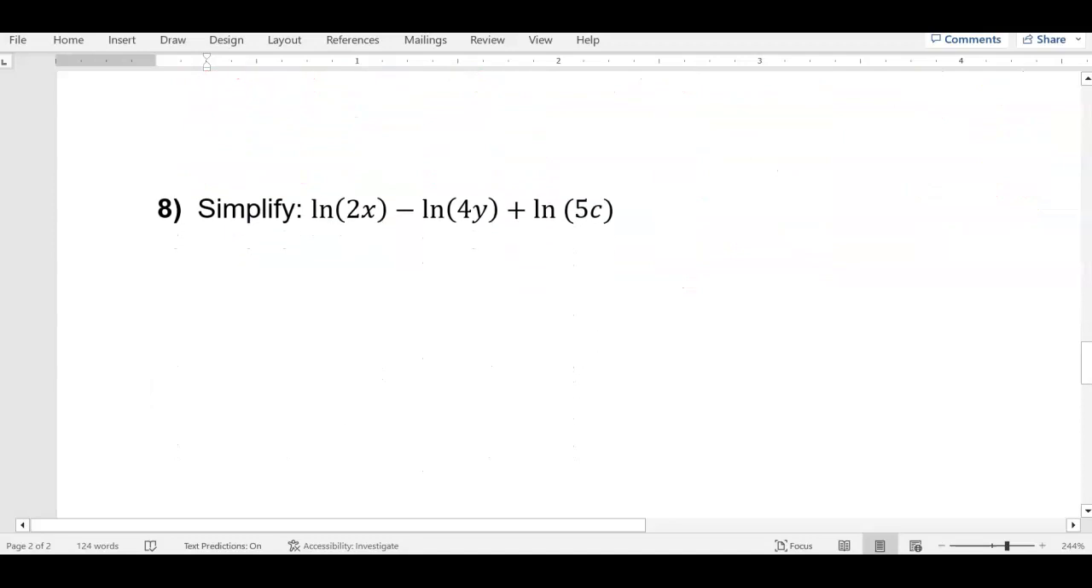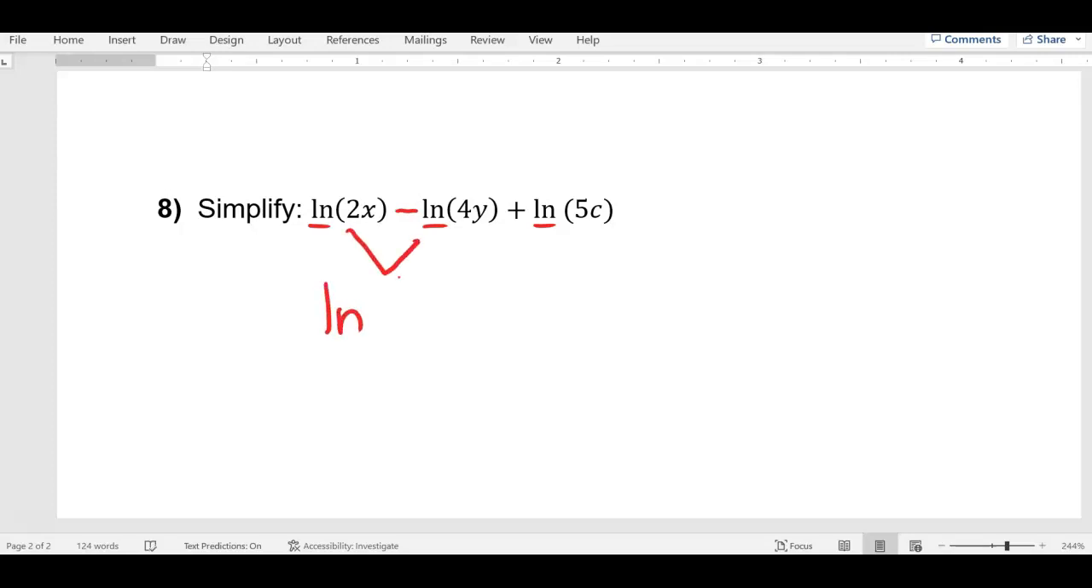All right, well, let's simplify this thing. Do we have the same bases for all these logs? If it's ln, ln, ln, yeah, those are the same logs. They're log base e. So first off, if I see subtraction, I know I can turn that into one log that's going to be divided. Okay, so the 2x will be on top, the 4y is going to be on the bottom. Cool.